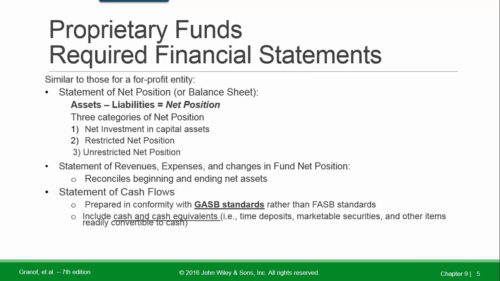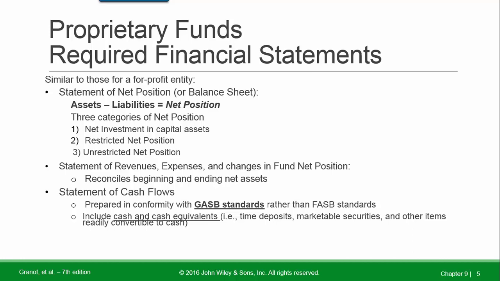Required financial statements for proprietary funds, similar to those for a for-profit entity. The statement of net position, the balance sheet. We've covered this before. Assets minus liabilities equal net position. The three categories of net position: net investment in capital assets, restricted net position, unrestricted net position.